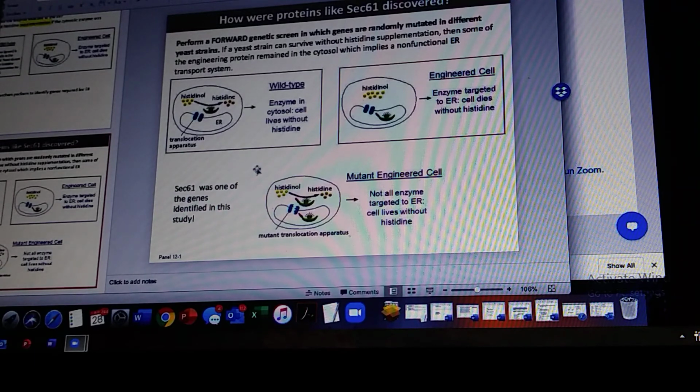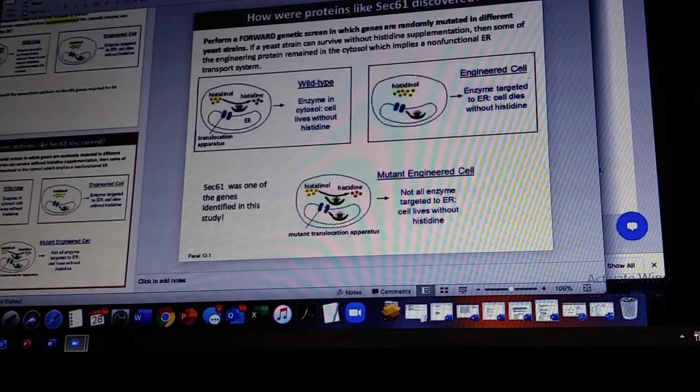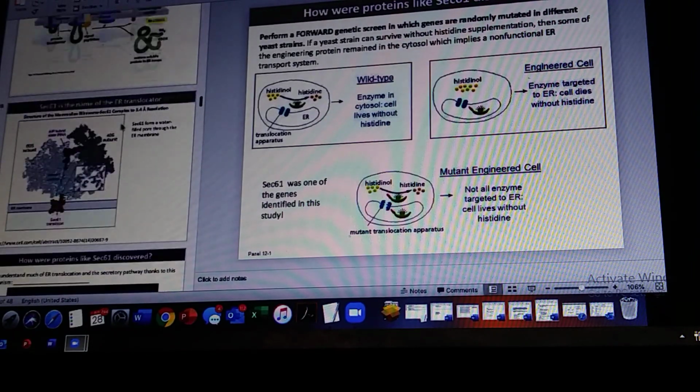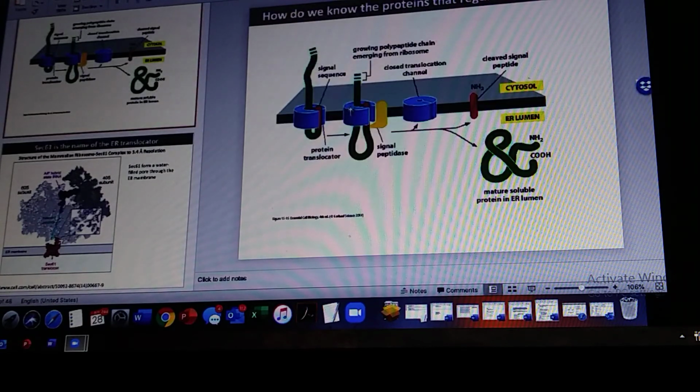And so they identified a whole slew of these genes. One of those was SEC. So SEC stands for secretory. 61 was like the 61st gene they found in the screen. And it turns out that SEC61 is a gene that forms this translocator.